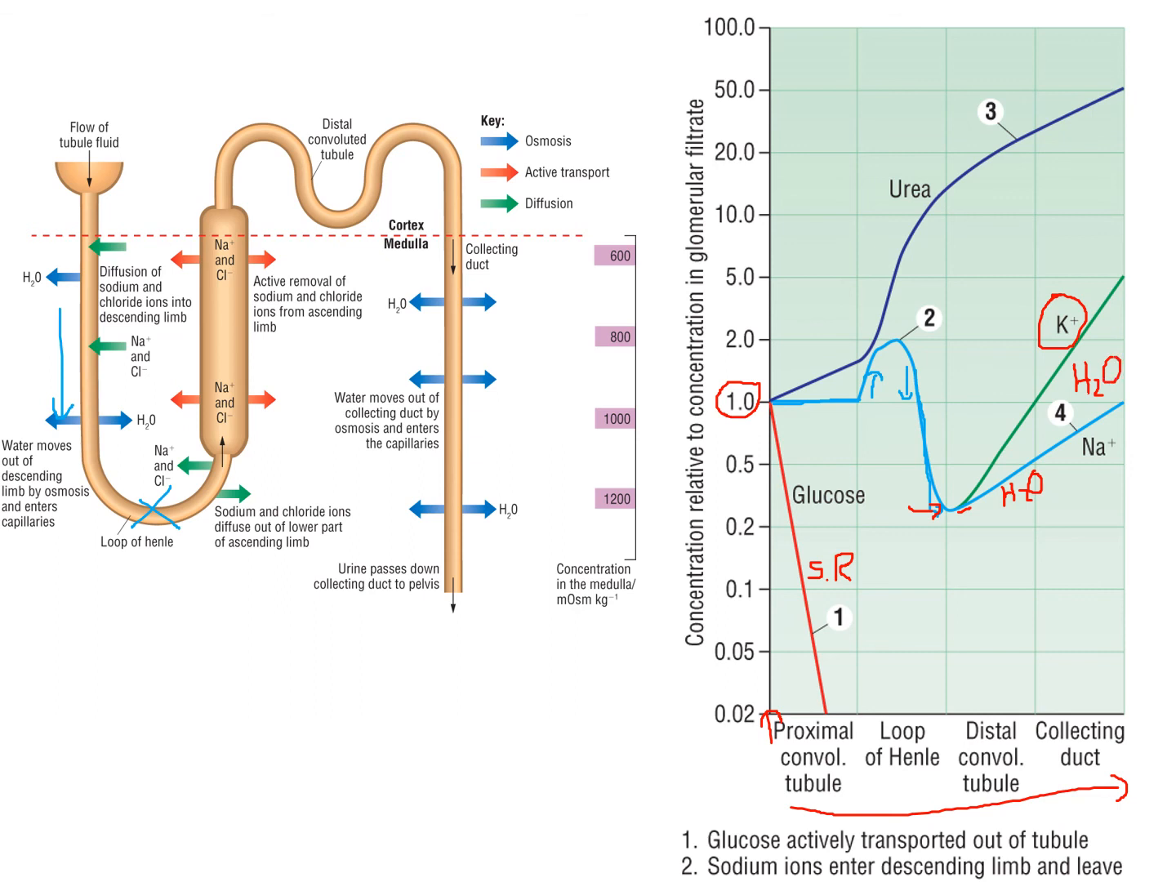Now, in terms of urea, urea is going to slowly increase in concentration, and the reason is that we are removing other things other than urea. It's slow in the proximal convoluted tubule because some of the urea leaves as well, but as everything is removed, your urea concentration is going to ever increase because we never remove it actively at any point during the process.